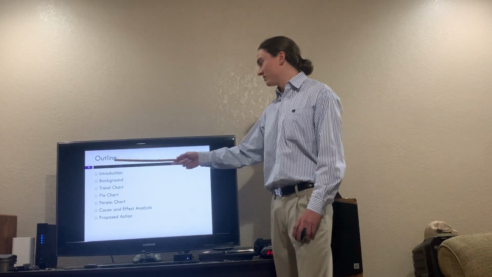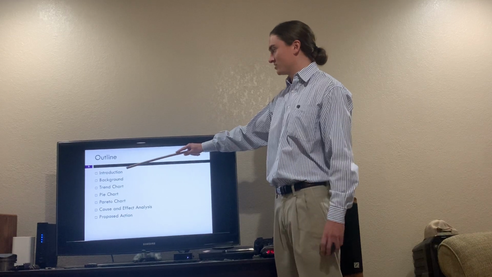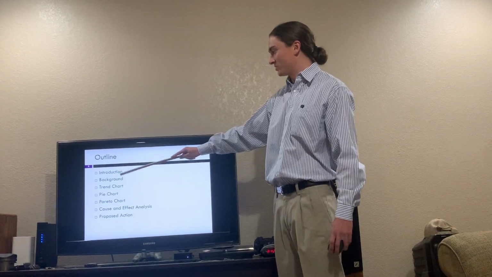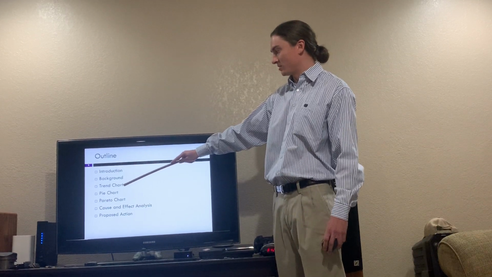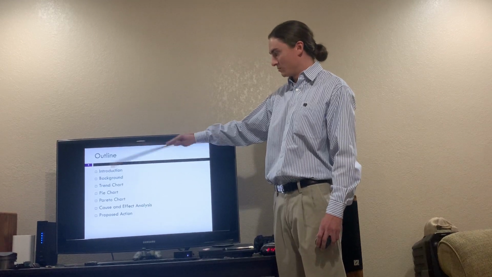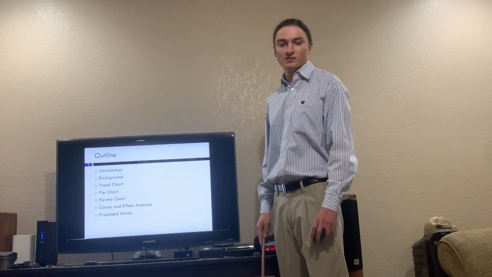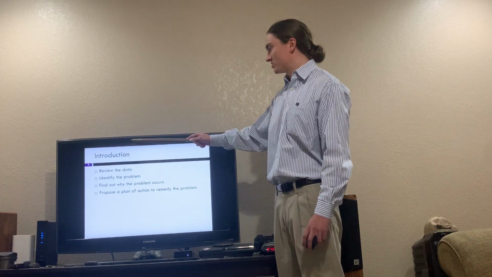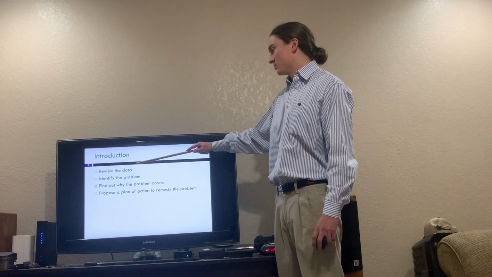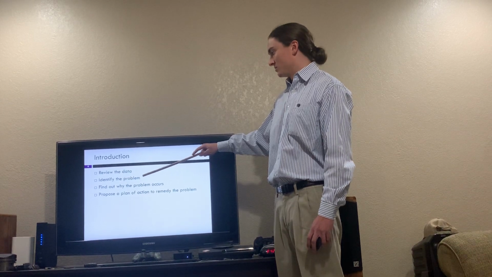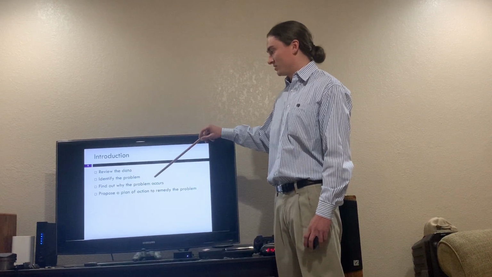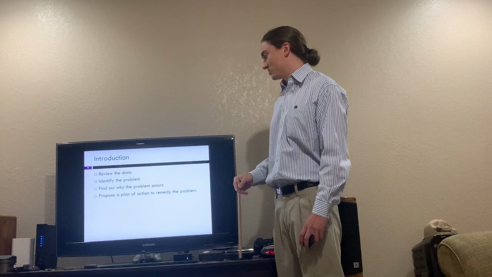So my outline, we're going to start off with the introduction. We're going to move to the background, then we're going to do our charts, our trend chart, our pie chart, our Pareto chart. Then we're going to go into our cause and effect analysis, and then we're going to go into our action plan. So for my introduction, we're going to review the data, we're going to identify the problem, we're going to find out why that problem occurred, and then we're going to propose a plan of action to remedy that problem.